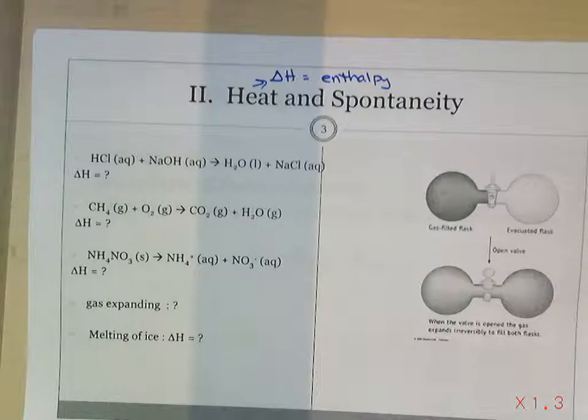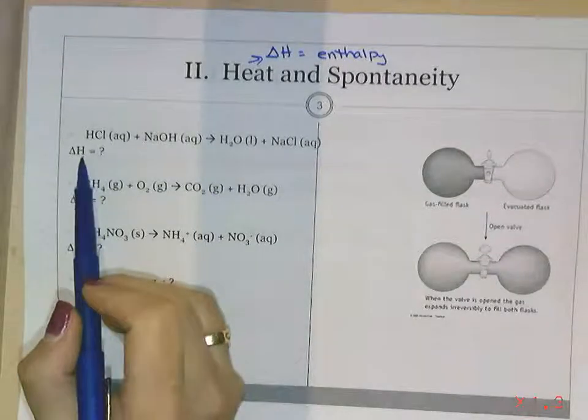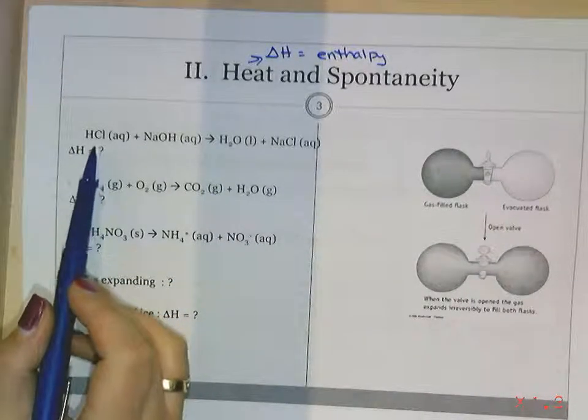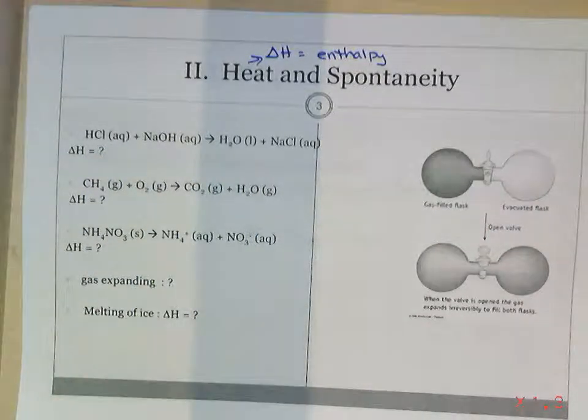All right, so let's take a look at these. I have 5 examples, so let's talk about these 5 examples and how heat and spontaneity work together. This is a good review question. So what is this one over here? It's a strong acid reacting with a strong base to make our salt and water. What do we know about the delta H of that?